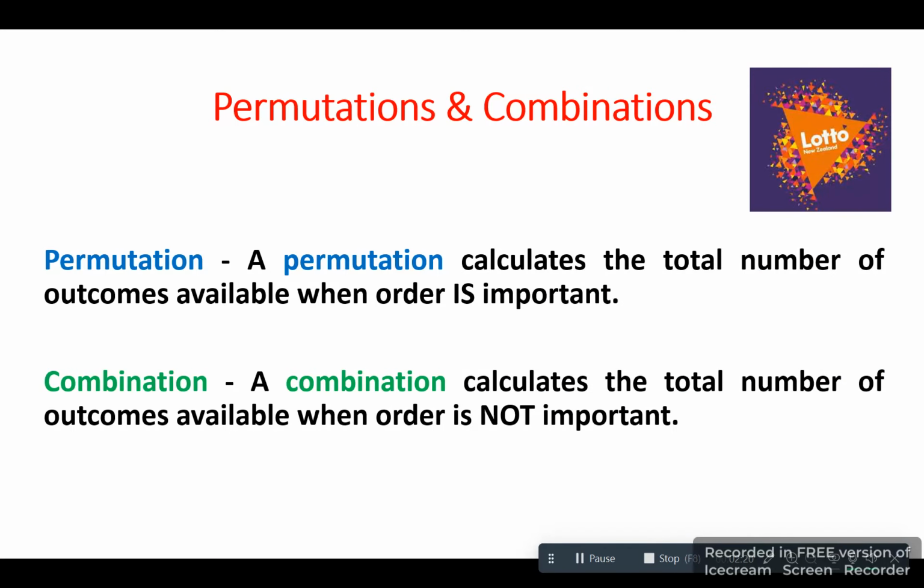So a permutation calculates the total number of outcomes available when order is important, and a combination calculates the total number of outcomes available when order is not important.